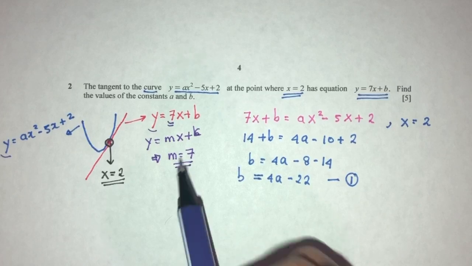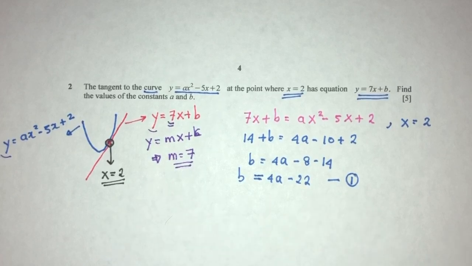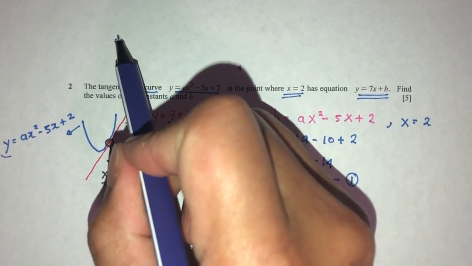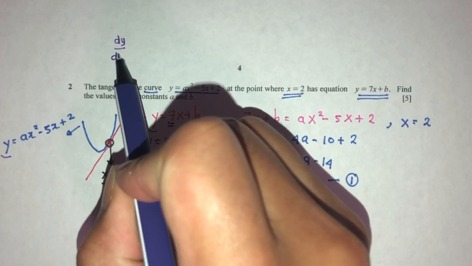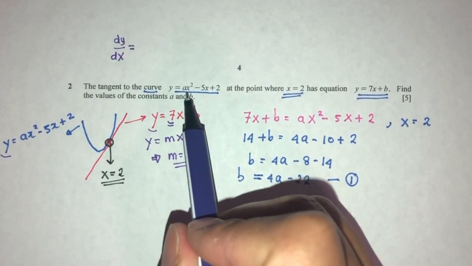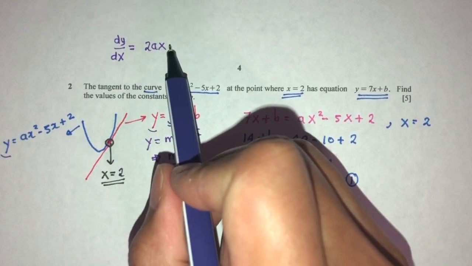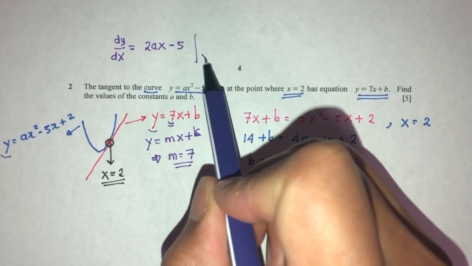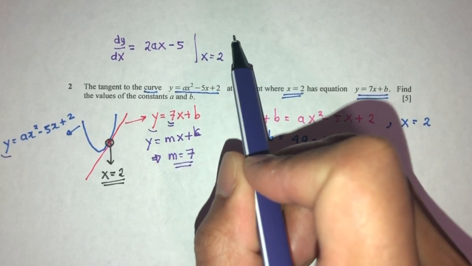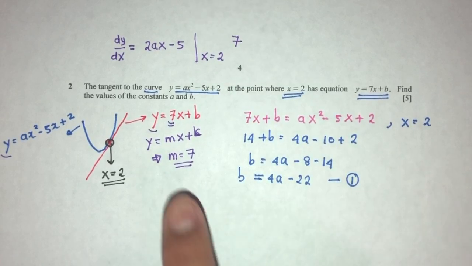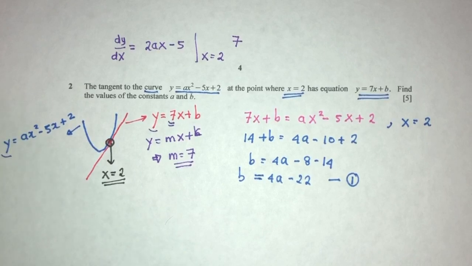Now, we also understand how do you usually find the gradient of tangent. We usually will use dy by dx is the gradient of tangent. So therefore, let's find this. That will be 2ax minus 5 at the value of x is 2 has to be 7 because it is equal to this. Therefore, we can form another equation here to help us out.